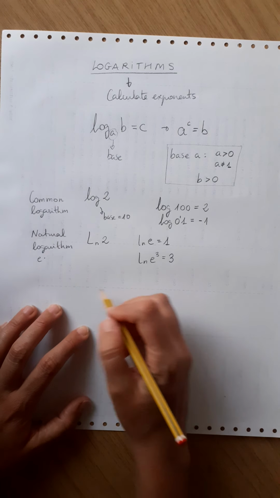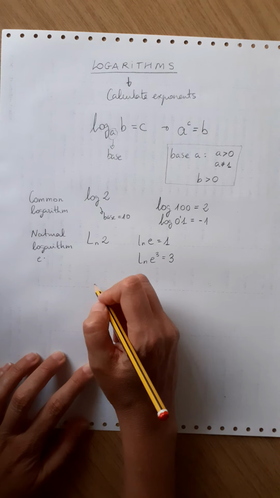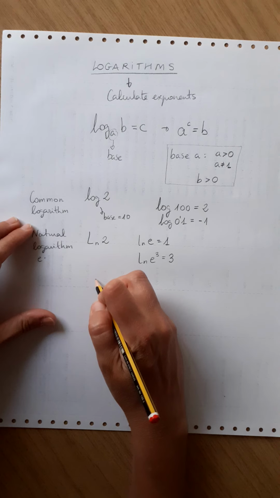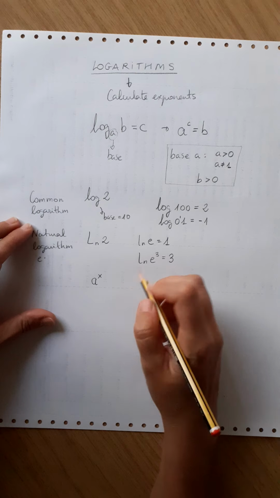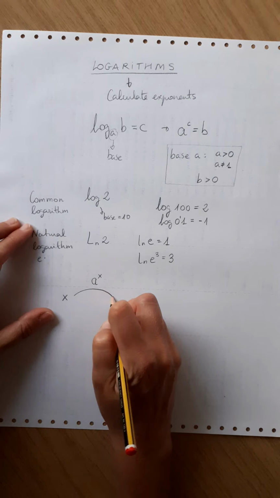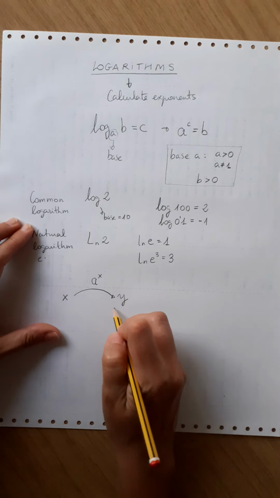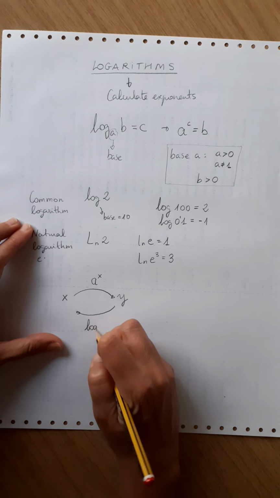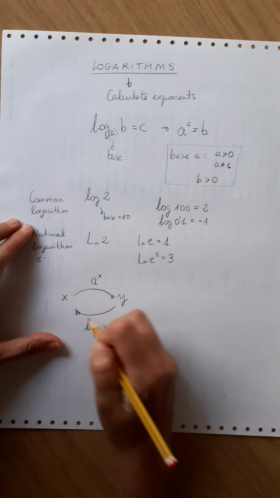Another important point is that the exponential function and the logarithm function are inverse. Remember that the exponential function is something like this. And then we have the logarithm. So if I input x in an exponential function, I will obtain y, the output. And if I perform logarithm base a of y, I obtain x again.